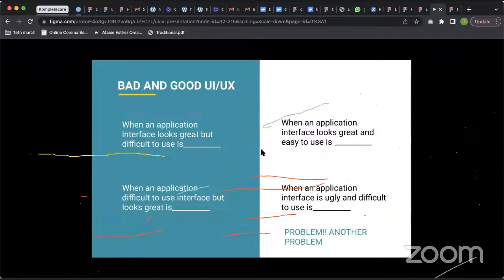So when an application is difficult to use, but the interface looks great, you could say that it has a good UI, bad UX. When an application looks great and easy to use, good UI, good UX. When an application is ugly and very difficult to use, that is another problem. In fact, it should sack you.